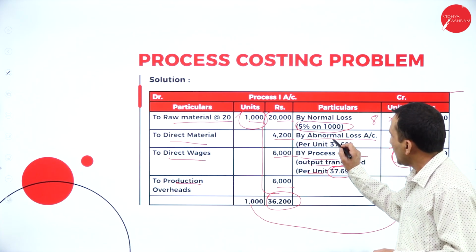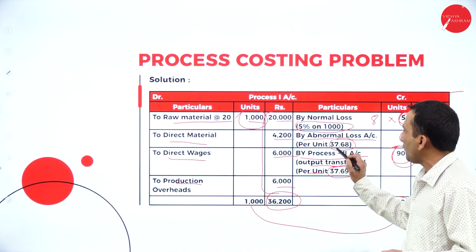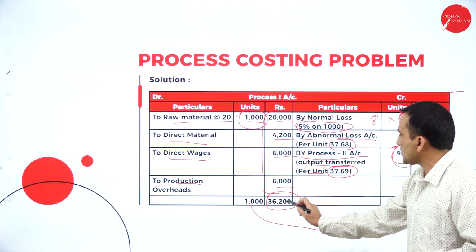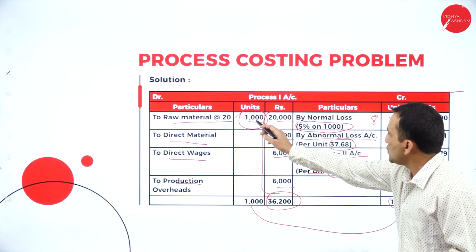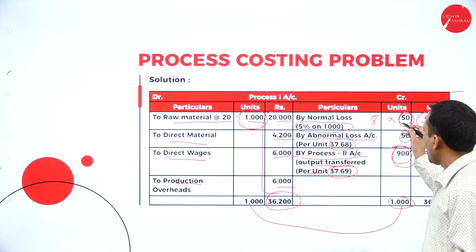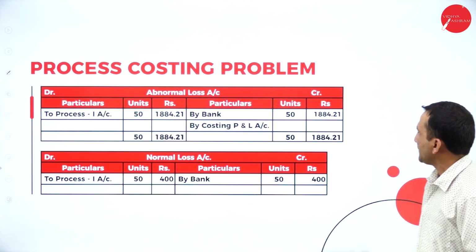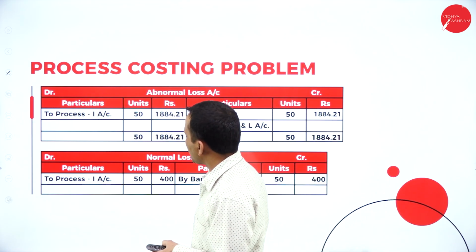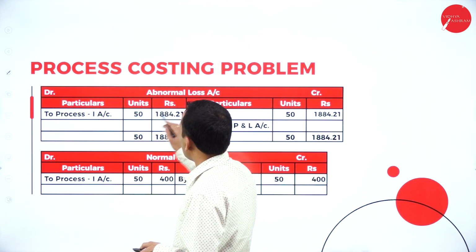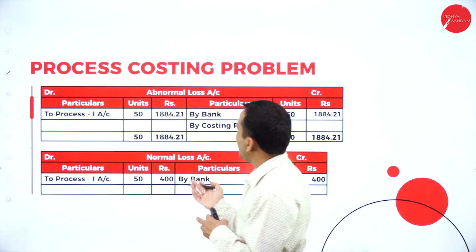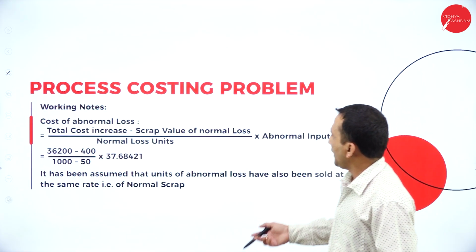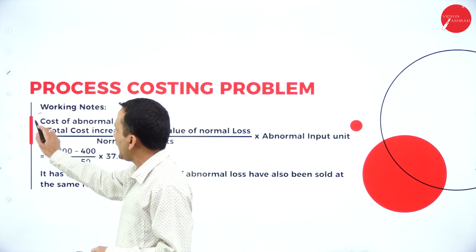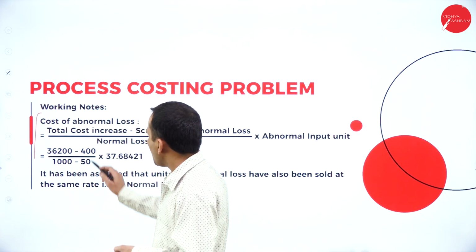The cost, 37.6, how are we getting it? 36,200 minus 400, divided by 1000 minus 50, into 50 units. Here there is a calculation for abnormal loss, the value we are transferring. I have written the calculation as a working note, specified clearly.